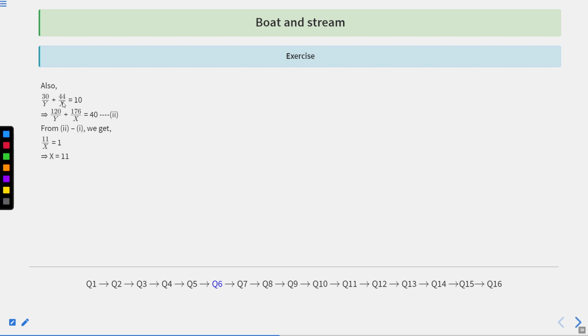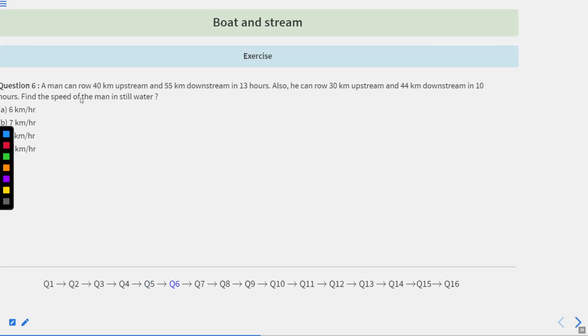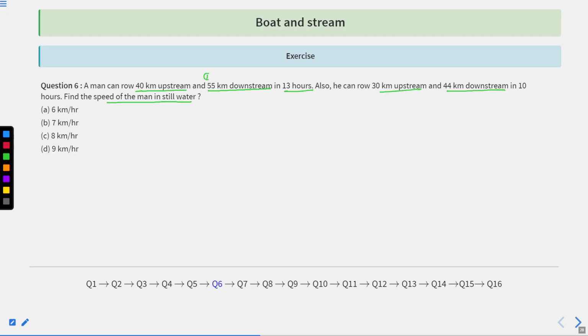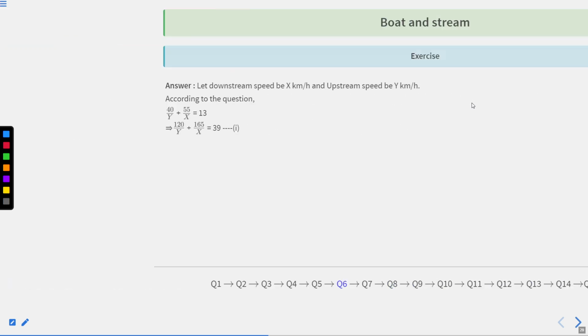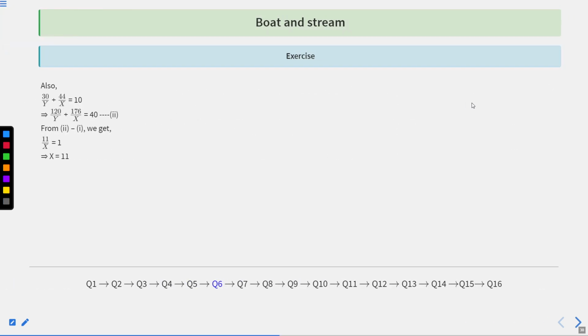Also 30 upon y plus 44 upon x equal to 10. So one more piece of information was given to us in the question. Here two pieces of information are given: this is the first and this is the second. These two are going to frame two different equations in x and y, and we can easily solve them to obtain the unique values of x and y. So the second equation turns out to be 120 upon y plus 176 upon x equal to 40.